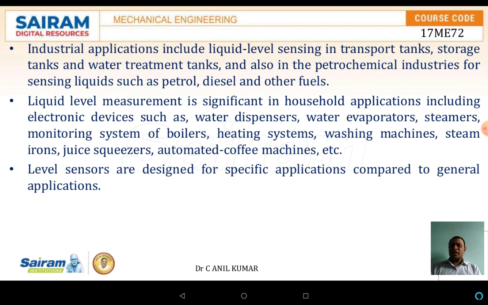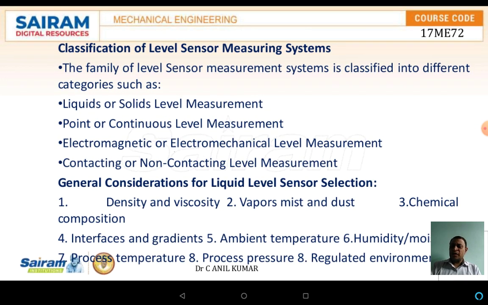The industrial applications include liquid level sensing in transport tanks and storage tanks, water treatment tanks, and also in the petrochemical industries. Liquid level measurement is significant even in household applications. The level sensors are designed for the specific application compared to a general application.